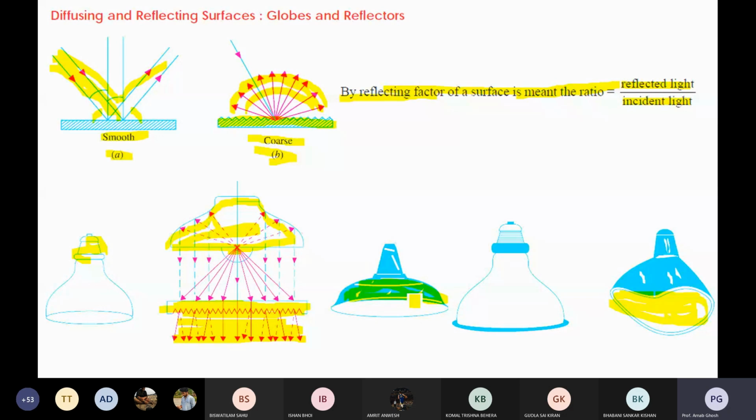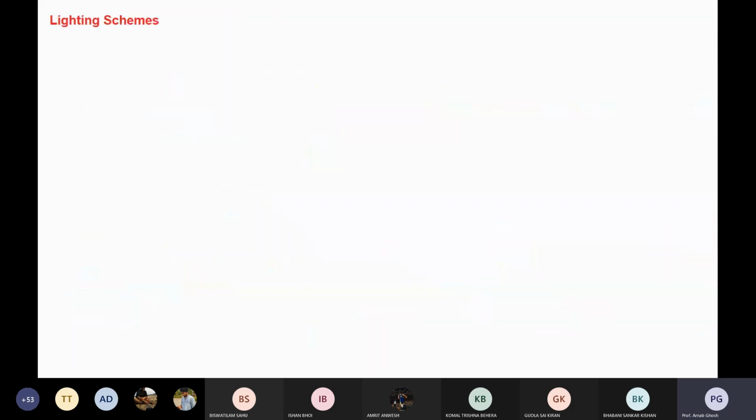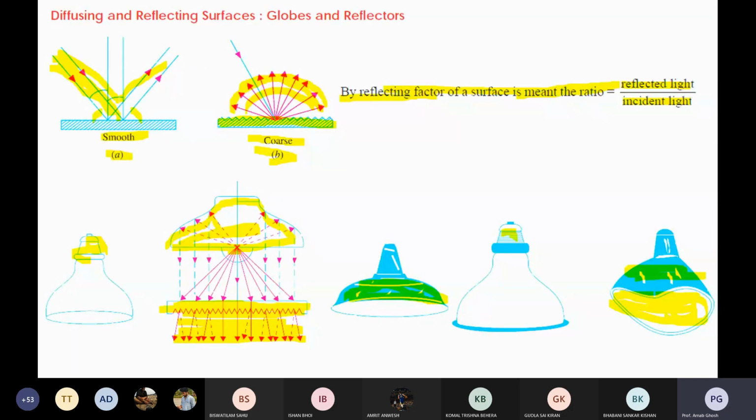In my next class, I will discuss the different lighting schemes, what the lighting schemes are. Okay, I think this is enough for today. If you have any confusion, you can write in the chat box, and if possible I can give you some answers. Otherwise, I think this is a simple portion. Till now I have discussed only very simple portions, and I think you can get an idea from that illumination chapter.